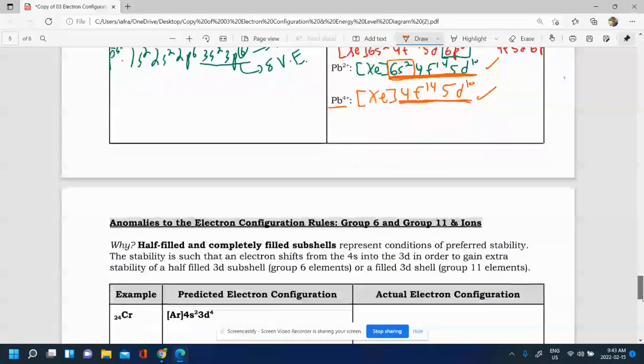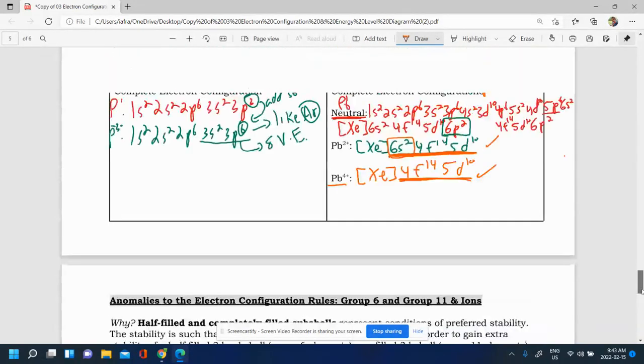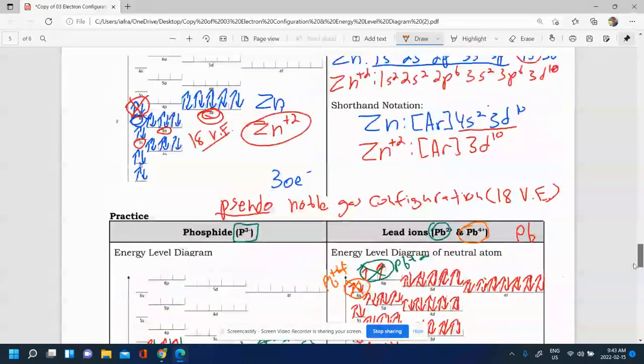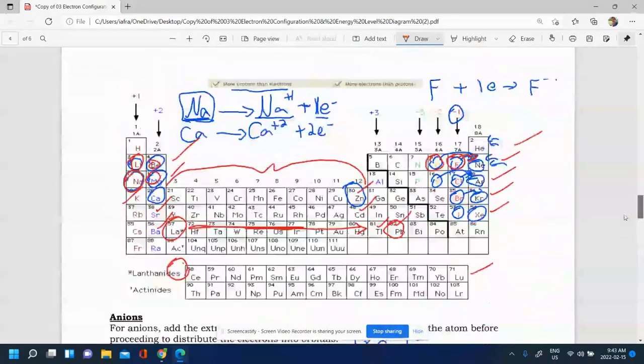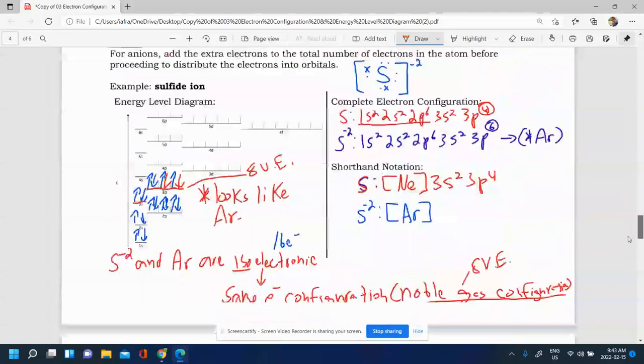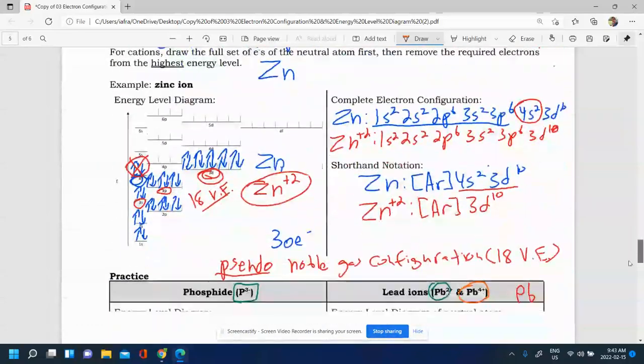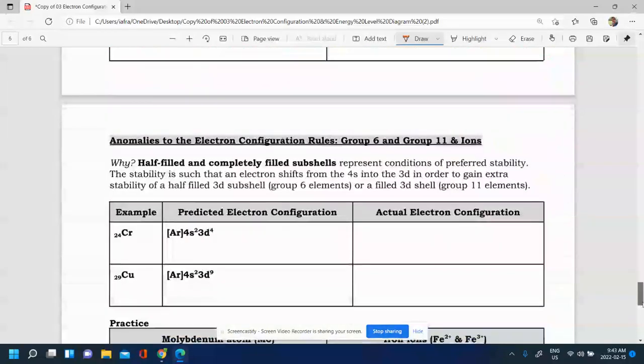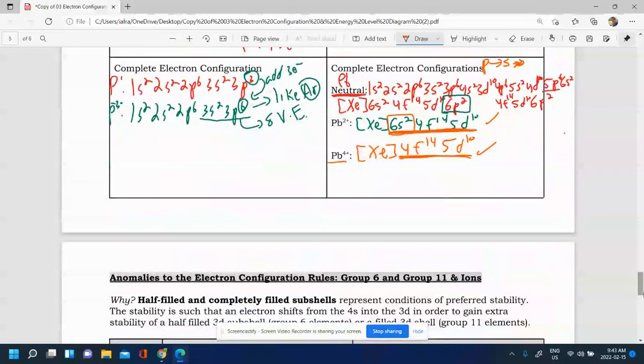In the next video, we're going to take a look at some anomalous electron configurations, in other words, electron configurations that have some exceptions. But before we get to that, please be sure that you understand all these typical electron configurations that do not have exceptions, as well as the ion configurations, so that the anomalies will make more sense to you.